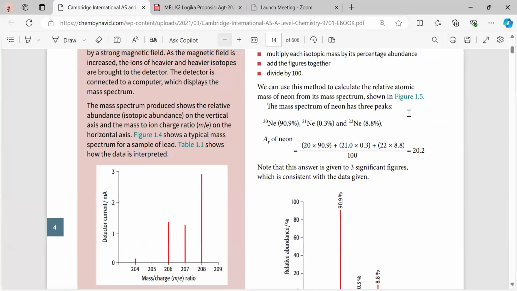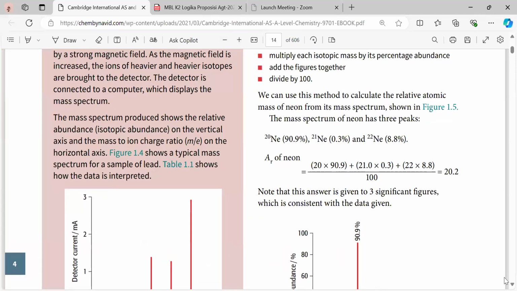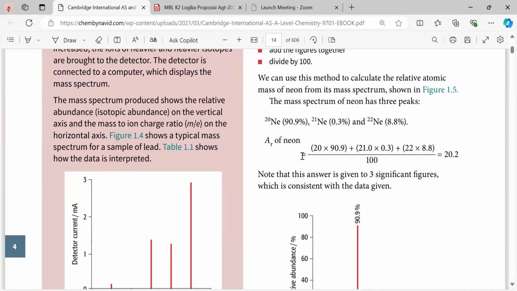So how, okay, that's too much. Okay, so now we need to multiply this number with the percentage. So 20 times 90.9, and then 21 times 0.3. And then the next one, we have 22 times 8.8. So after we get all these numbers and multiply them, we then add all of them up. There's three, and then we add all of them.